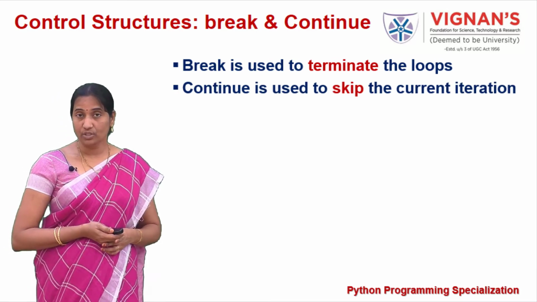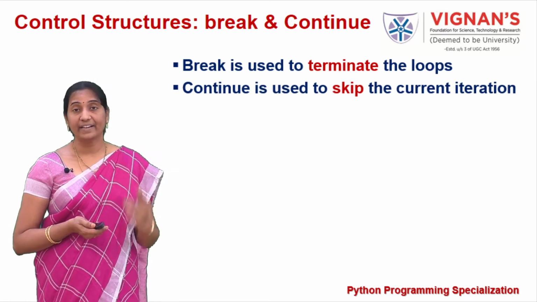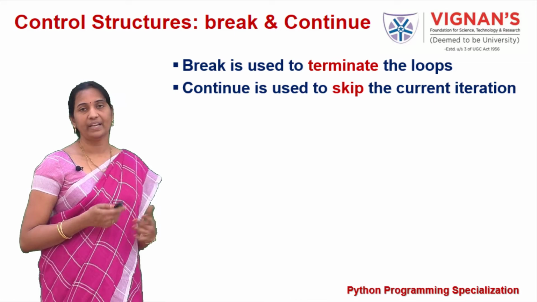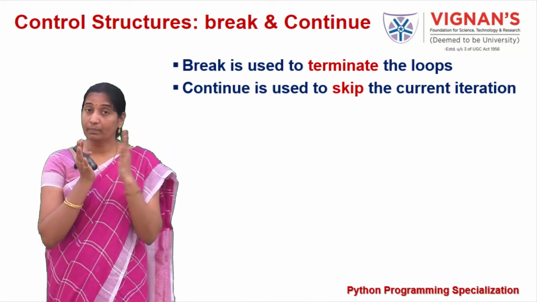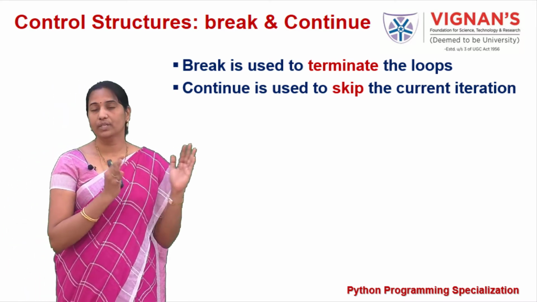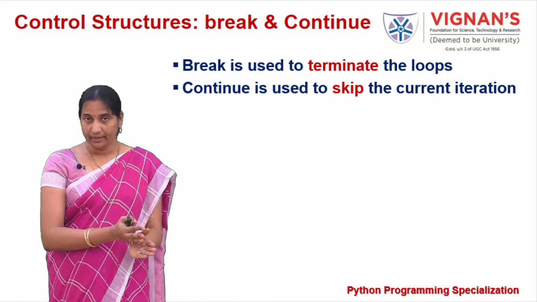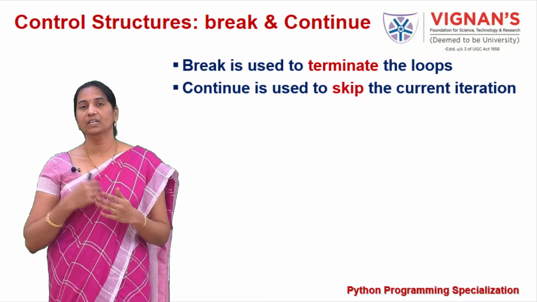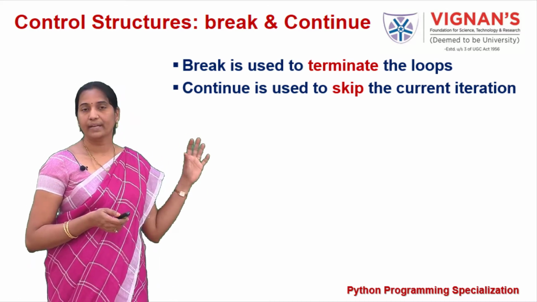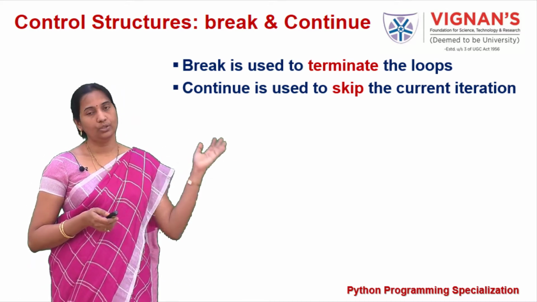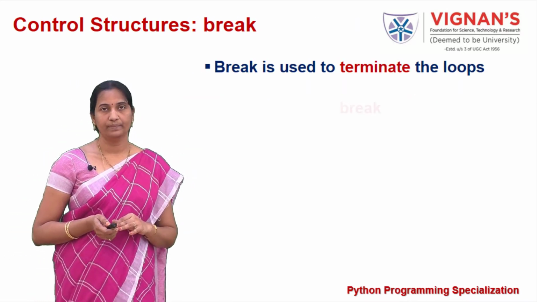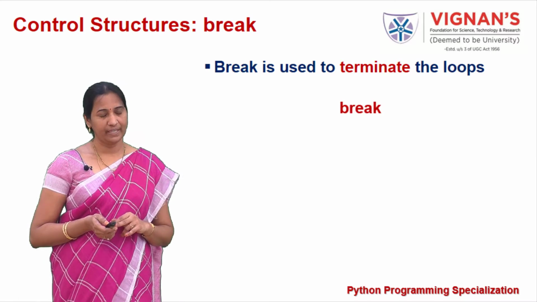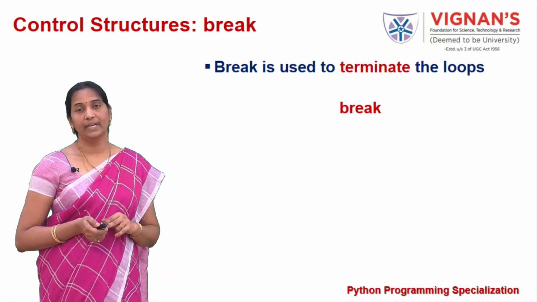And continue is used to skip the current iteration alone. That's the difference between break and continue. Break is used to terminate the loop at that particular iteration itself, whereas continue is used to skip a particular iteration and you can proceed very well with the rest of the iterations. That's how we can use the break and continue keywords, either to terminate the loop or to skip specific iterations on the loop.